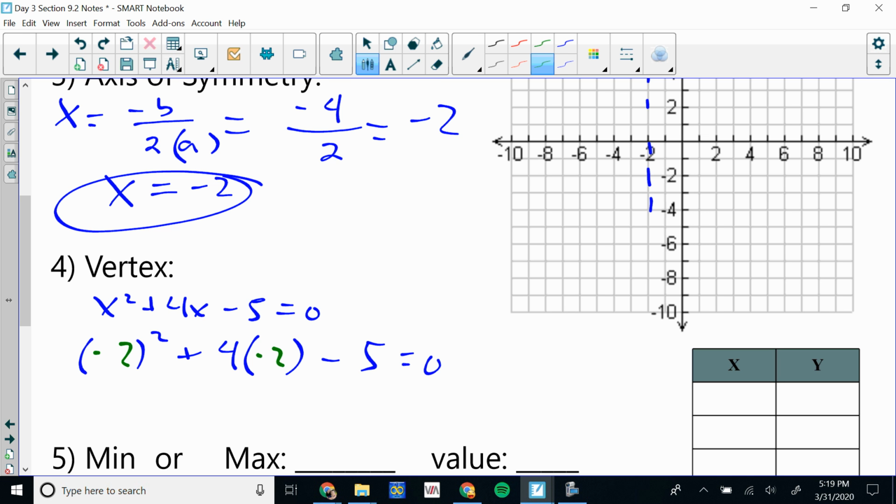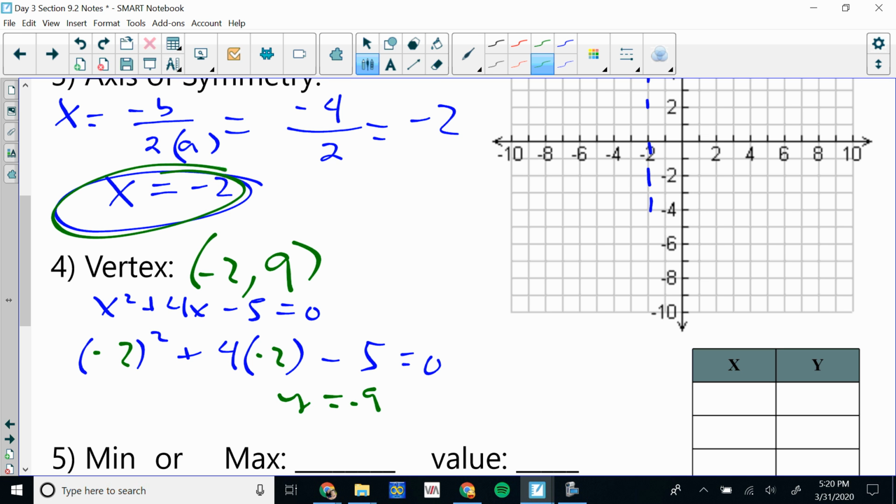And I'm going to plug that into my calculator. So parentheses negative 2 squared plus 4 parentheses negative 2 minus 5, enter. And when I do that on this one, I get the value of negative 9. Okay, and that's my y value. So y equals negative 9. The vertex, however, is going to be an ordered pair where the x is from what we found in the axis of symmetry, negative 2, and then the y is that negative 9.